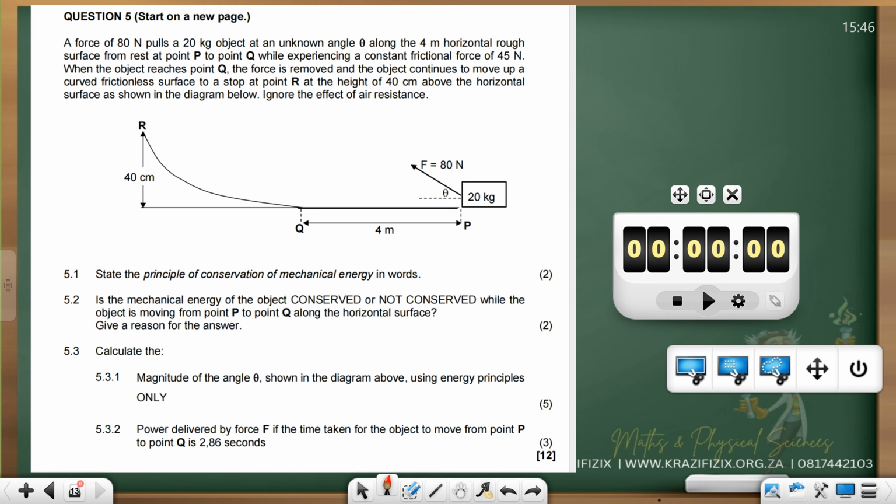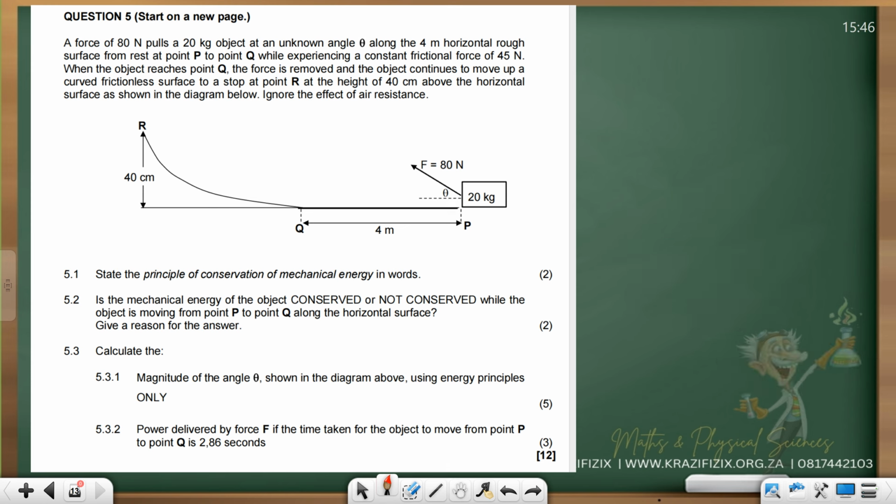All right, guys, let's quickly walk through this. A force of 80 Newton pulls a 20 kilogram object at an unknown angle for 4 meters on a horizontal rough surface from rest at point P to point Q while experiencing a constant frictional force of 45 newtons. When the object reaches point Q, the force is removed and the object continues to move up a curved frictionless surface to stop at point R, which is 40 centimeters. First problem. What is that? Divide by 100.